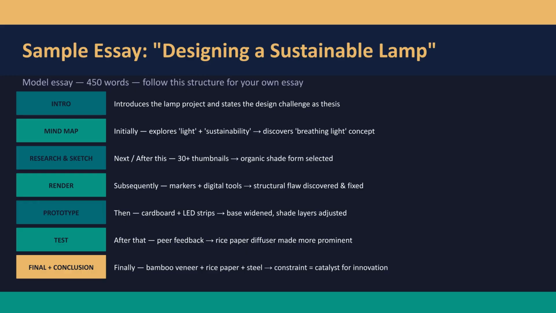Prototype. The first one wasn't perfect. The base was widened, the shade was adjusted. This is not failure. This is design. And in your essay, documenting these adjustments shows that you're thinking, not just making. Test. Peer feedback. And crucially, the designer didn't just receive it, they responded to it. The rice paper diffuser was made more prominent. Your testing paragraph should always show what changed as a result of feedback.